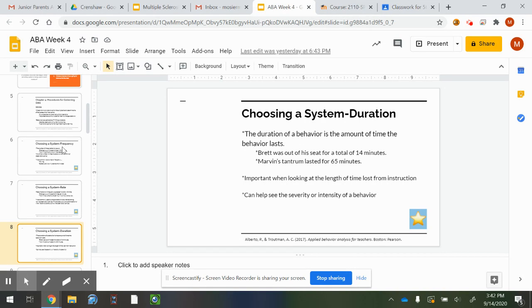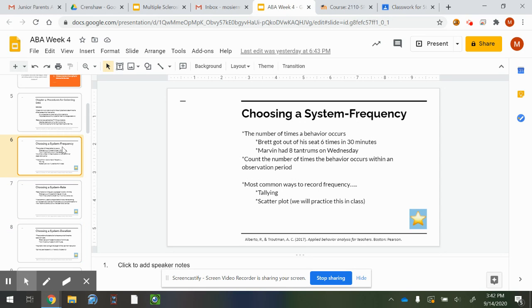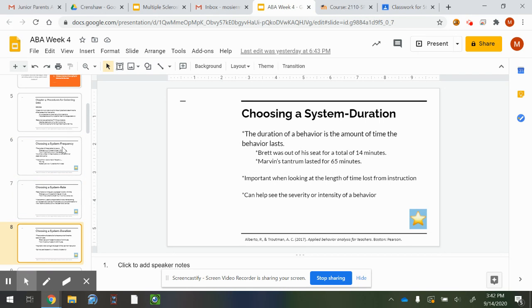So if we look back to Brett, he got out of his seat 6 times in 30 minutes. Okay, maybe out of his seat was a quick 2 seconds: stand up, move around his chair, get back in his seat. Versus if we say Brett was out of his seat for a total of 14 minutes. 14 minutes is a lot of lost instruction time. So it does help us see the severity or intensity of a behavior.